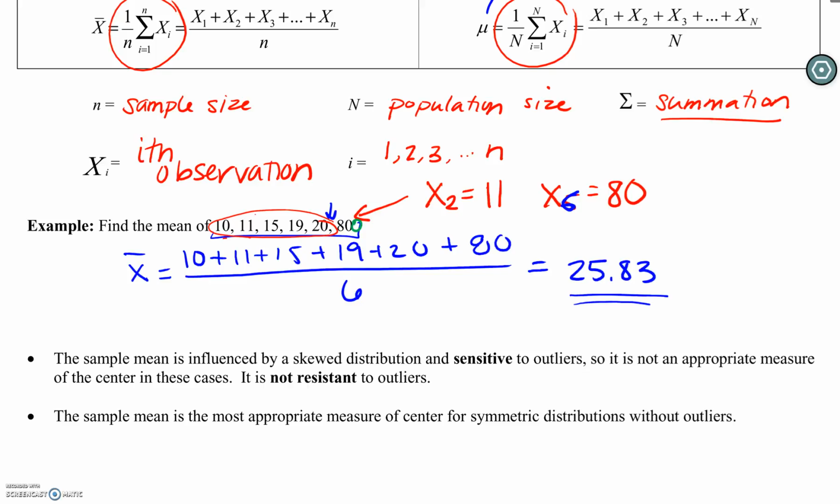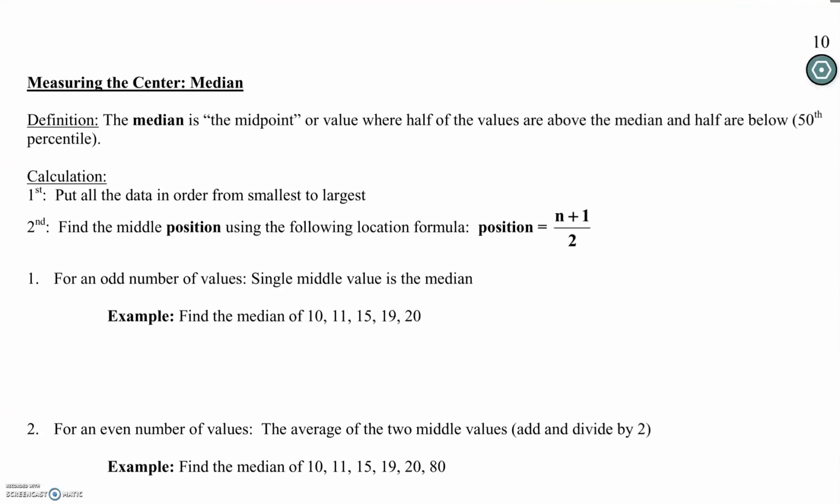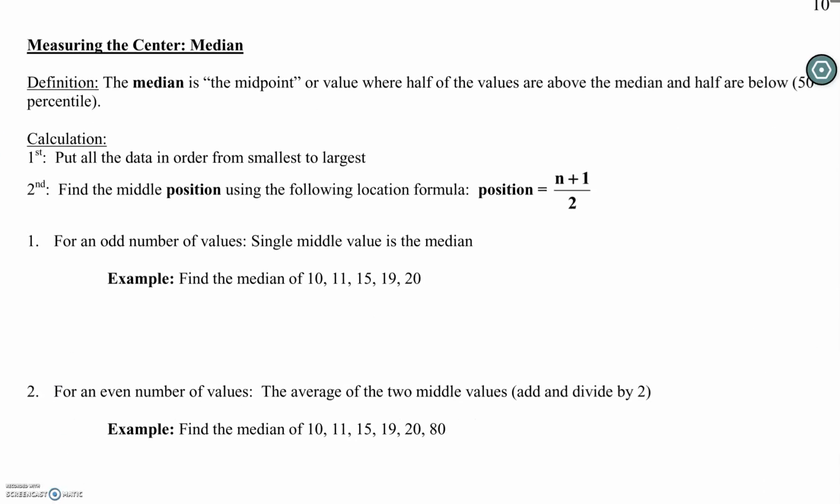So this is the thing that you need to know for a test. What I like to test on are these 2 bullet points. This idea that our sample mean is influenced by a skew, that it is sensitive to outliers, and we should only be using it when we have nice, pretty data, and that is a symmetric distribution without outliers. All right, so that's our mean. The other measure of center, the actual center, the median, is the middle, right? The halfway point where half of the values are above and half are below.